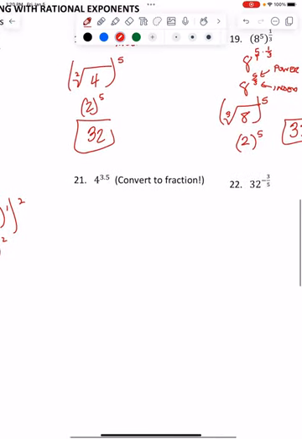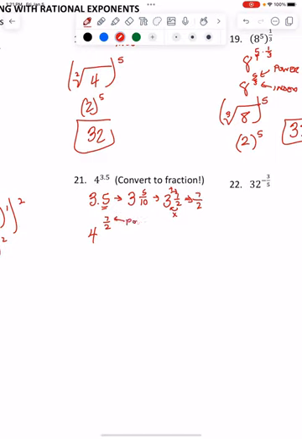Number 21 here, 4 to the 3.5. We need to change this into a rational exponent, so a fraction. We need to take 3.5 and turn it into a fraction. Remember, this first decimal place is called the tenths. So this is 3 and 5/10, which we can simplify to 3 and 1/2. Then we convert this into an improper fraction. To do that, we multiply and add: 2 times 3 is 6, plus 1 is 7, over 2. So this is the same thing as 4 to the 7 over 2.